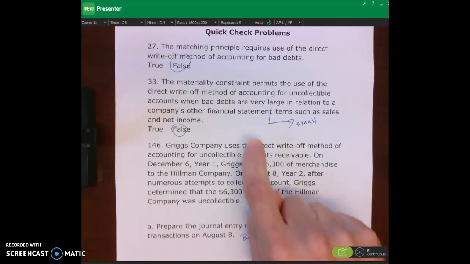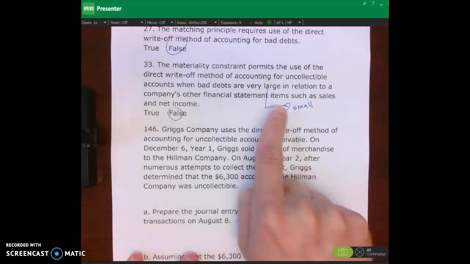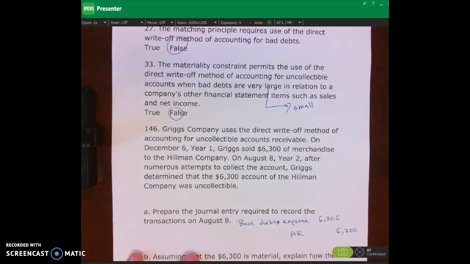Number 33, again, you could use it when it's very small, not very large. That's why this is false.